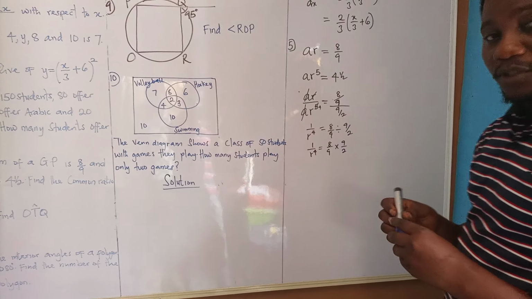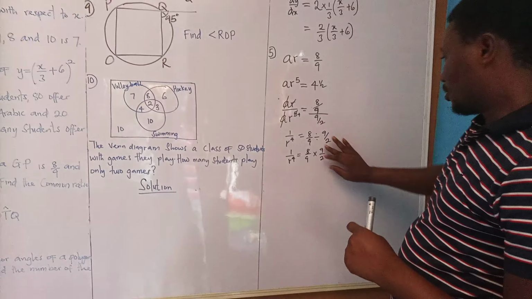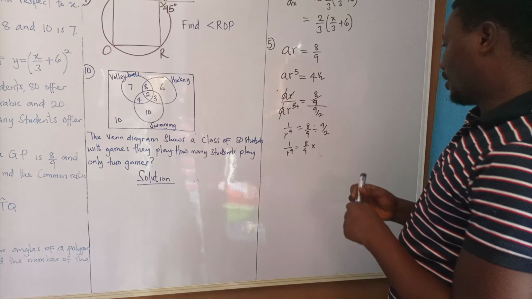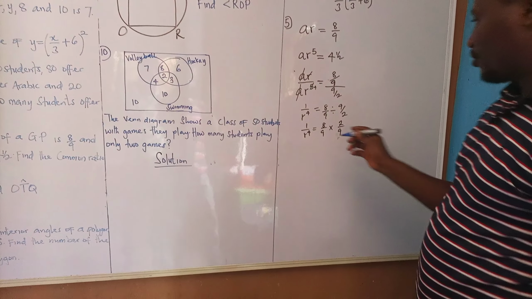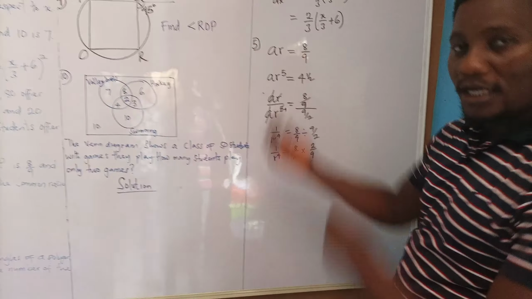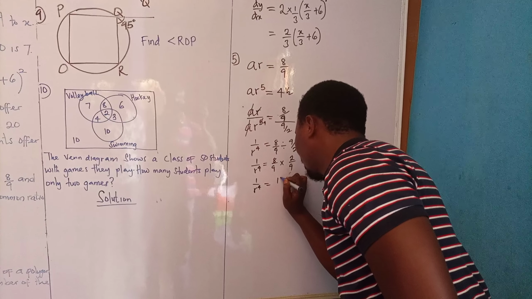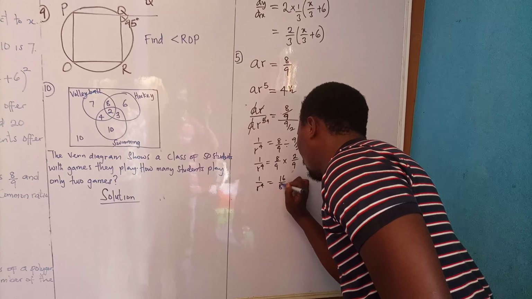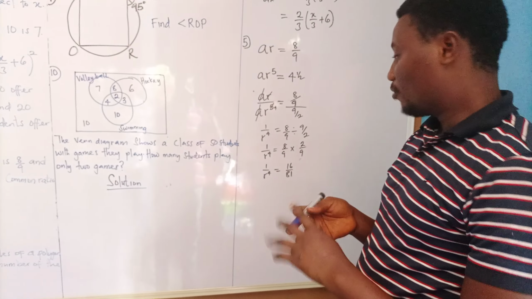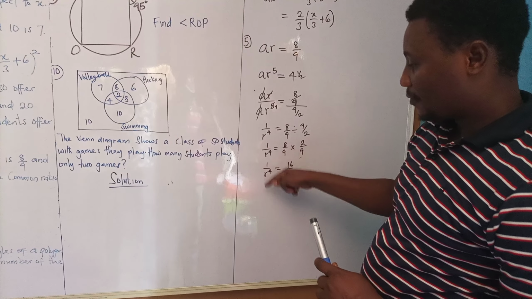That means when you turn division to multiplication, 2 over 9, you invert the fraction. So you have 1 over r raised to power 4 equal to 16 all over 81. Don't forget, you are looking for r and not 1 over r raised to power 4. You can invert both sides.